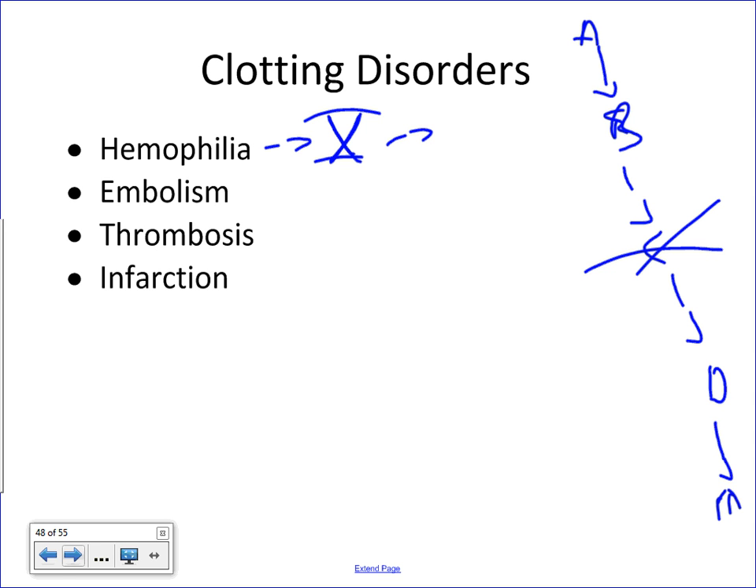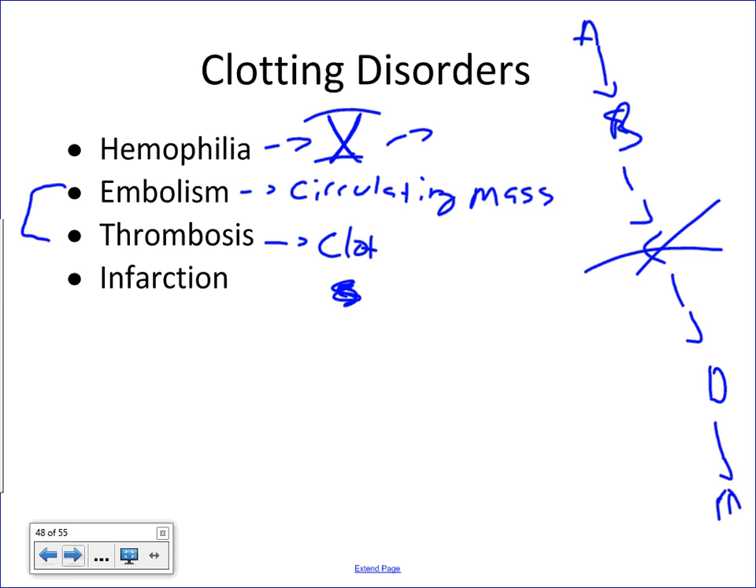All right. Other clotting disorders. I threw these two words out here because you need to know the difference between them: an embolus and a thrombus. A thrombus is a clot. An embolus is a circulating mass. A thrombosis or thrombus would be platelets and then fibrin wrapped around them.